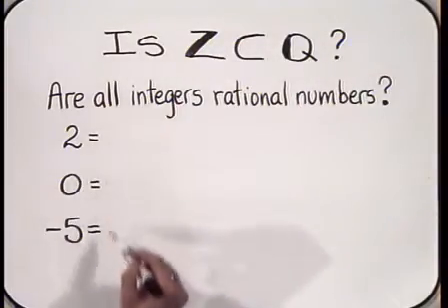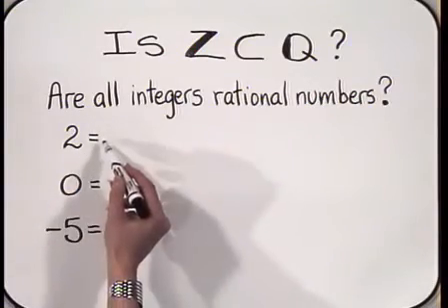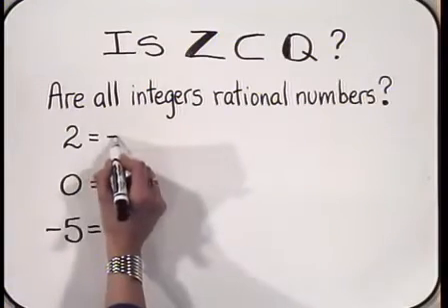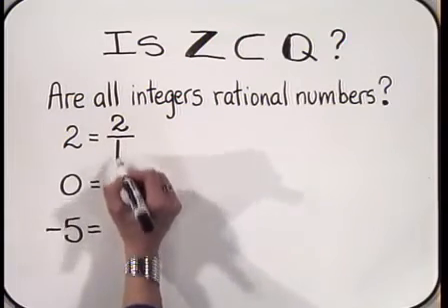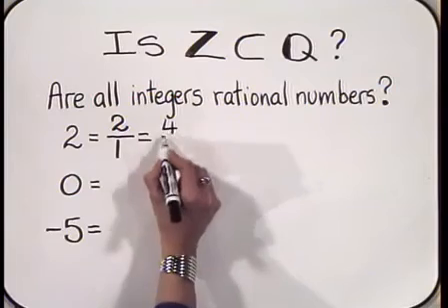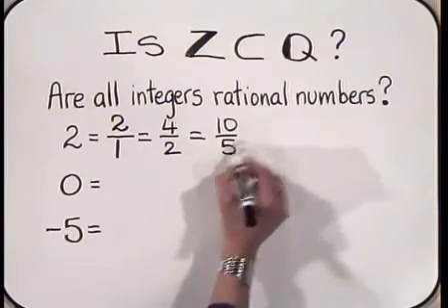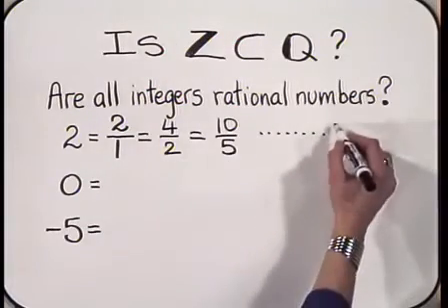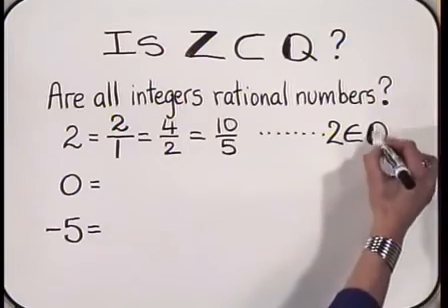Well, integers, I have three types. I have the positive integers, the negative integers, and 0. Can I write 2 as a rational number now that you know the definition? Can I write it as a fraction of 2 whole numbers? Certainly. The simplest way is 2 over 1. That's always the answer. But I also can write it as 4 over 2. I can also write it as 10 over 5. I have 100, 1,000 ways of writing 2 with 2 whole numbers. So yes, 2 is an element of Q.